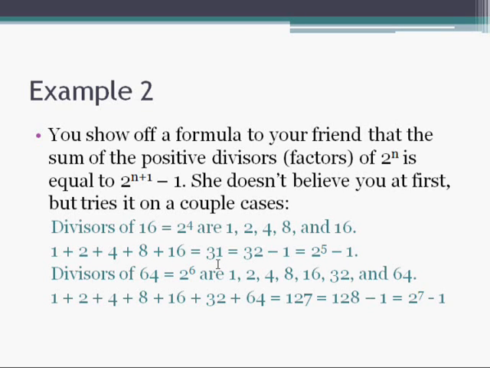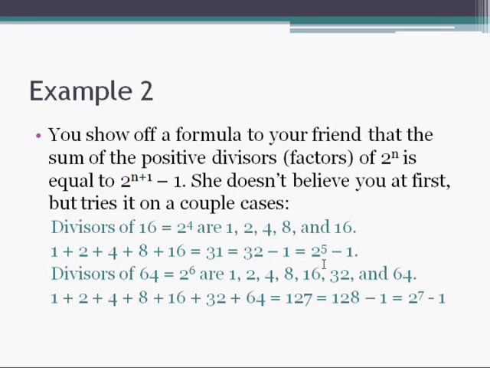But if we look at the very next power of 2, after 2 to the 4th, we would get 2 to the 5th, which is 2 times 2 times 2 times 2 times 2, which is 32. Well, 31 is 1 less than 32. So again, when we had n equals 4 for our 16 case, adding them all up gave us 2 to the 5th minus 1, 5 being 1 more than 4.